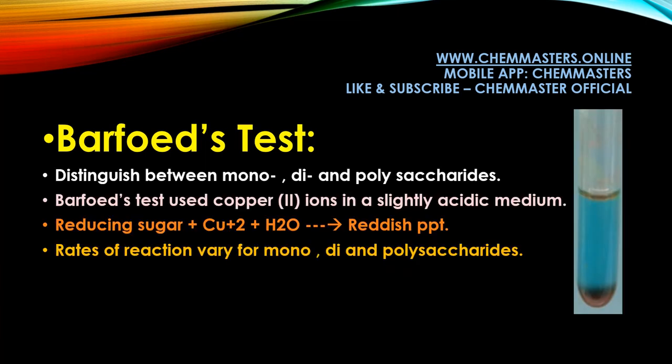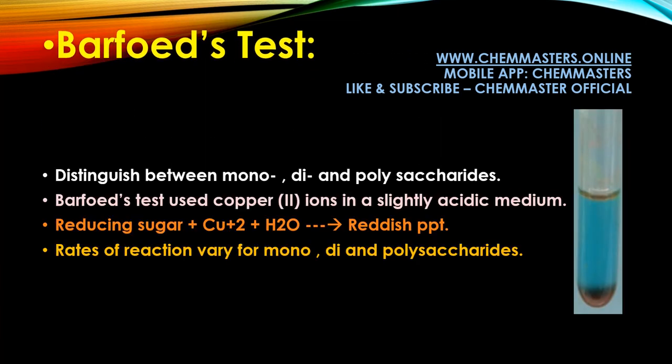Okay, now Barfoed's test. Which distinguishes between mono, di and polysaccharides? Simply, Barfoed's test is used to identify monosaccharides. Barfoed's test uses copper plus 2 ions in a slightly acidic medium, whereas in the Benedict test we use copper plus 2 ions in an alkaline medium. A reducing sugar reacting with copper plus 2 in aqueous solution produces a reddish precipitate. So whenever a sugar gives a reddish precipitate with Barfoed's test, we can say that sugar is a reducing sugar.